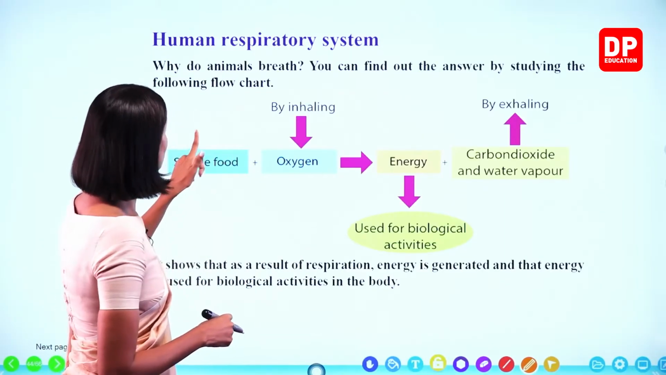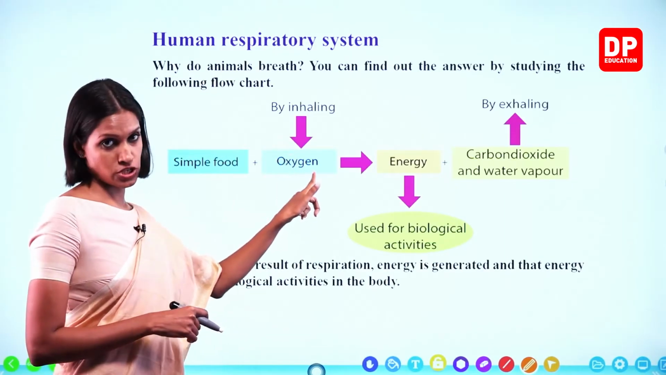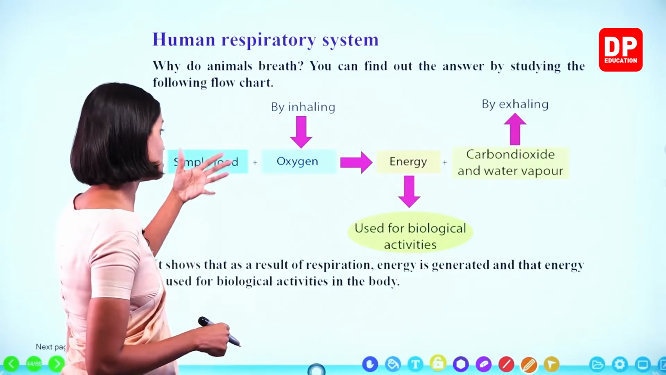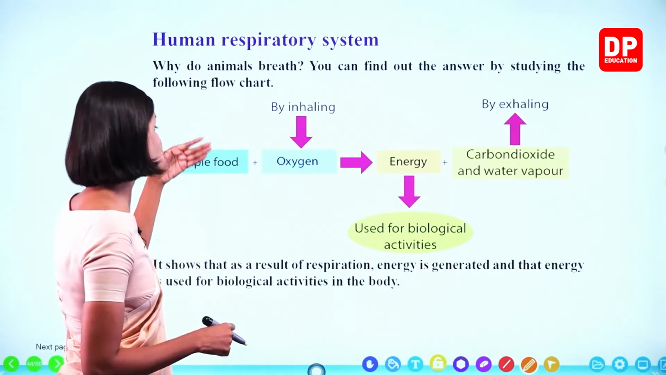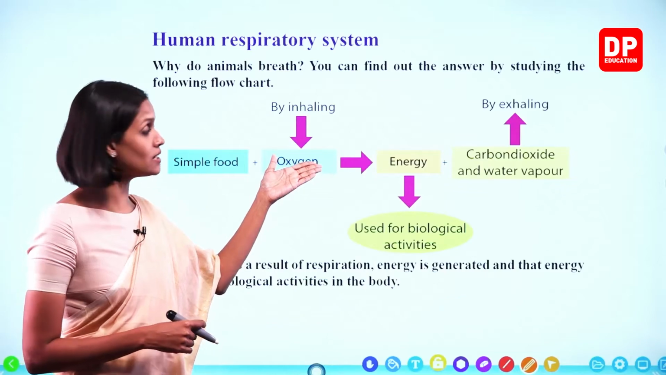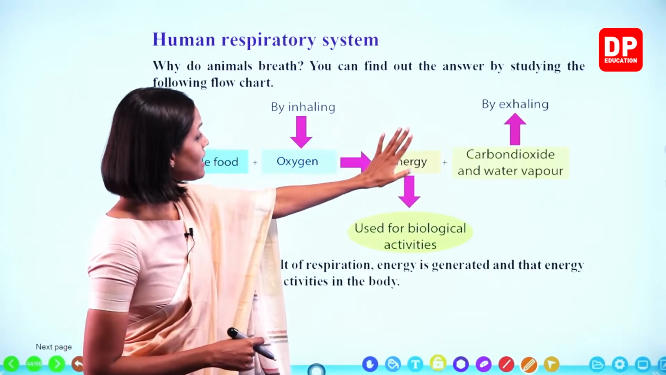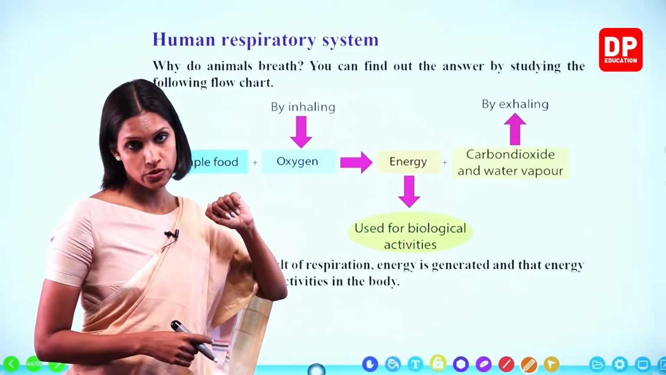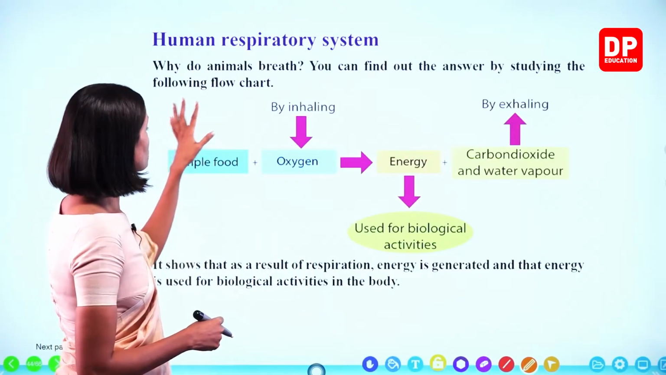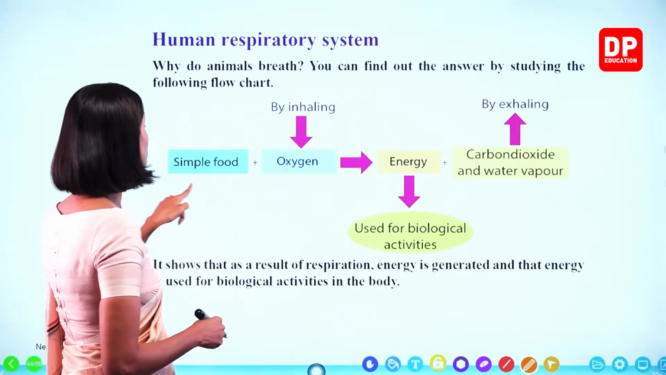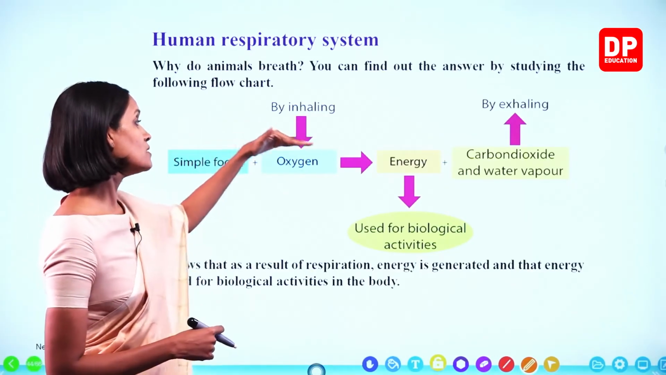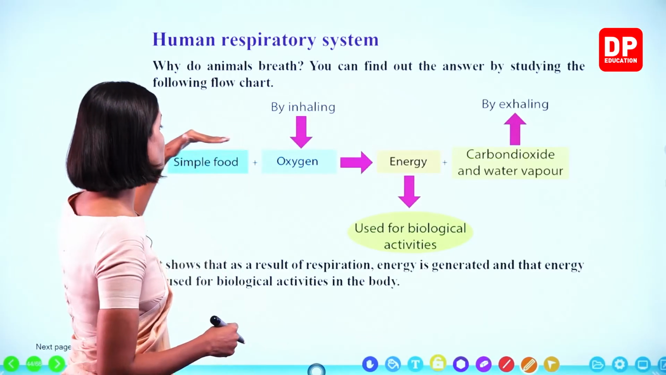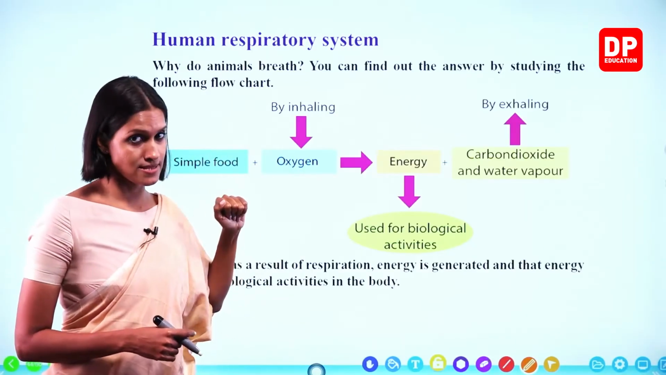So, simple food reacts with oxygen. It's known as burning, okay? Burning of simple food, or simple food reacts with oxygen. It gives out energy and carbon dioxide gas plus water vapor too. Right, children? So, during this process, how is simple food obtained? Now, this is the process of producing energy in the cells, right?